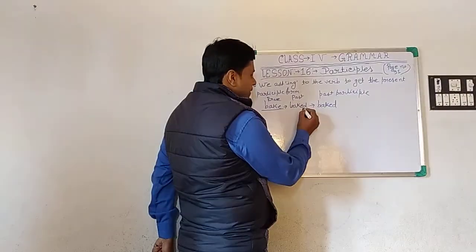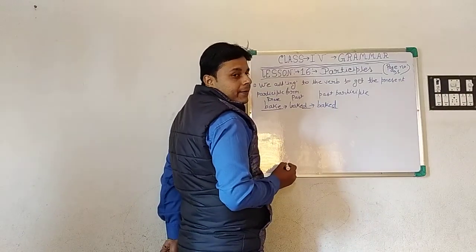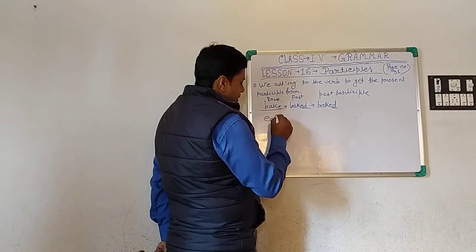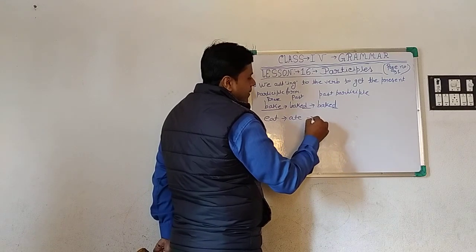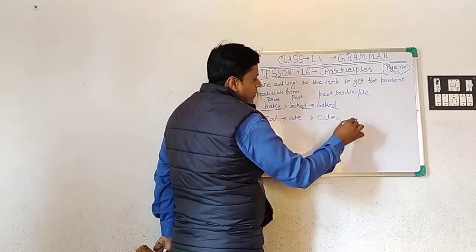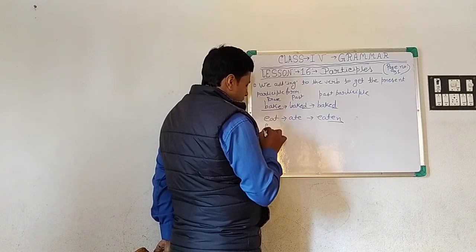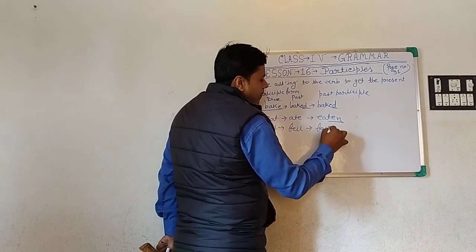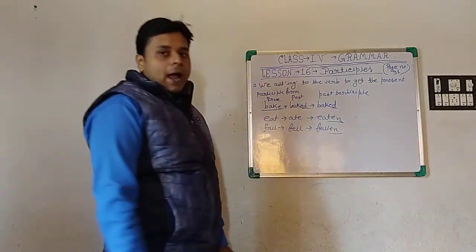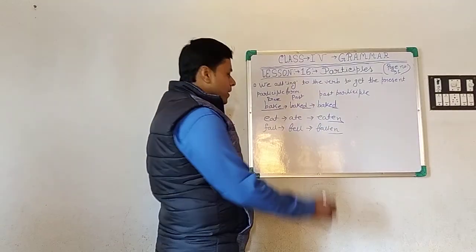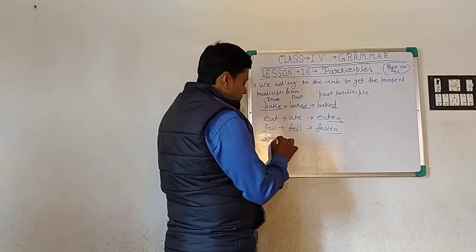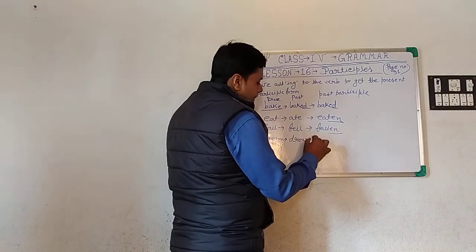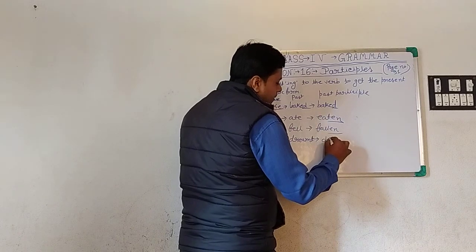We also add en to make it a past participle. For example, eat, past form ate, eaten. Okay, we add en. For example, fall, fell, fallen. Okay, we also add t to the verb to make it a past participle. For example, dream, dreamt, and dreamt.